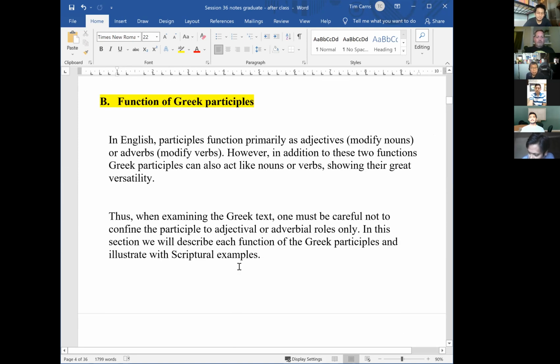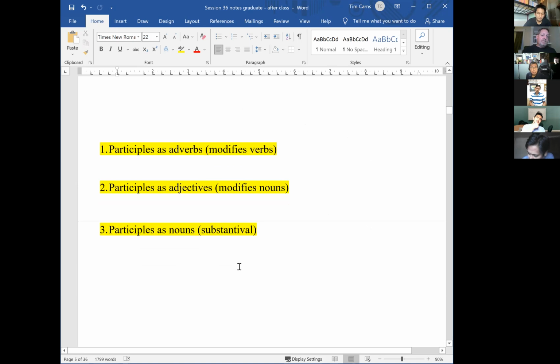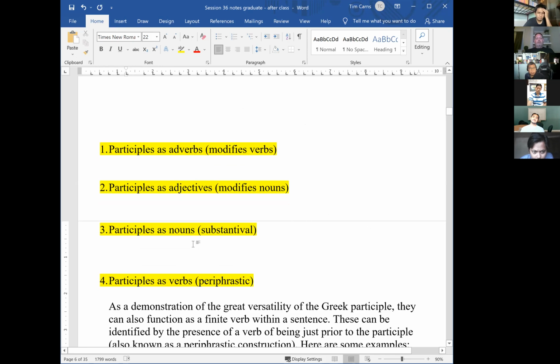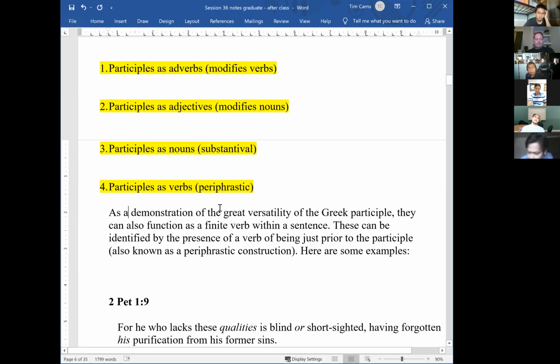Let's talk Greek participles. As I've already said, they function in essentially 4 different ways in Greek. They function as adverbs, which modify verbs. They function as adjectives, which modify nouns, and they can function as nouns, which the technical grammar term is called substantival or substantives. But basically just think of them as nouns. Substantives are a fancy way to say acts like a noun. Those are the 3 that we've looked at. The 4th one is participles can also function like regular verbs, or what we would call sometimes finite verbs. Those are just verbs that describe an action, just verbs that function solely describing an action.